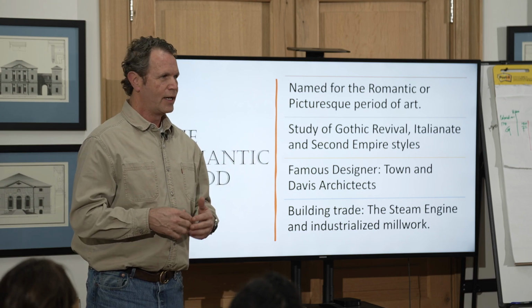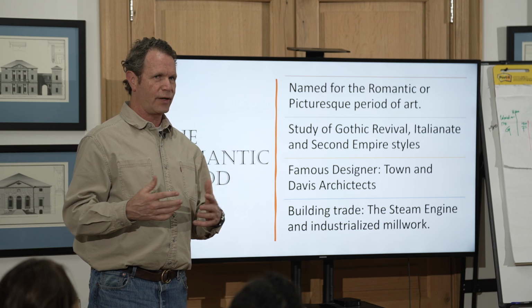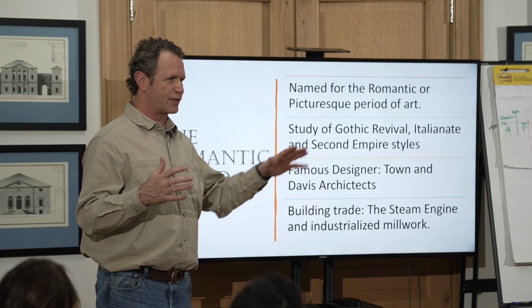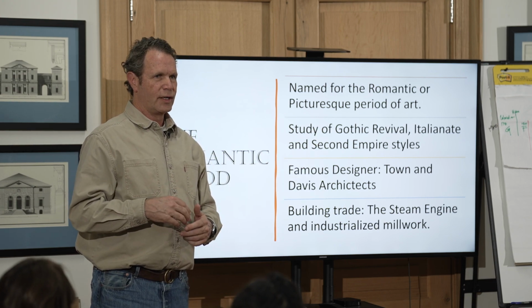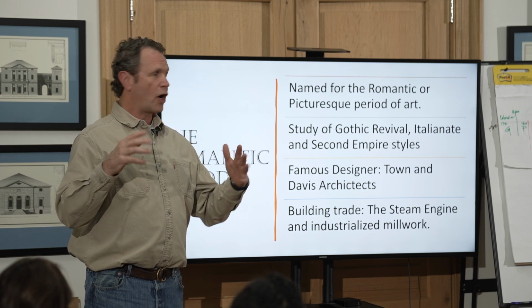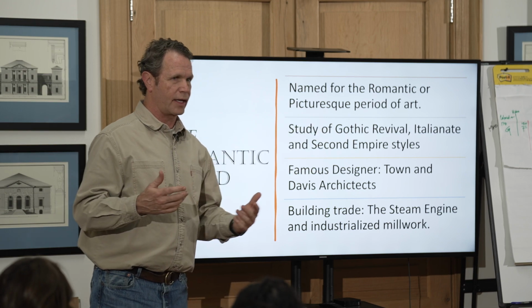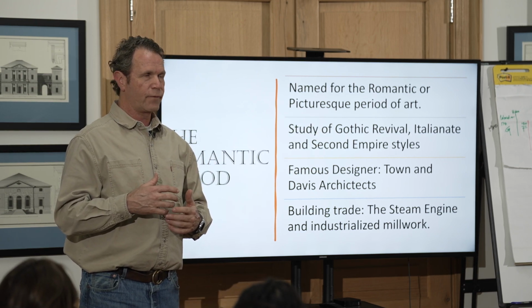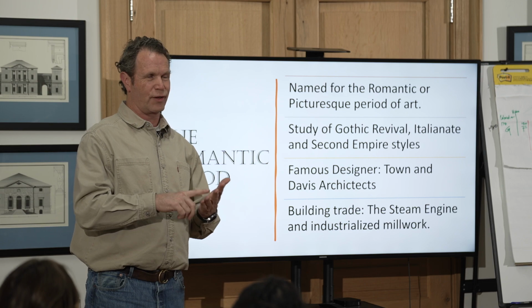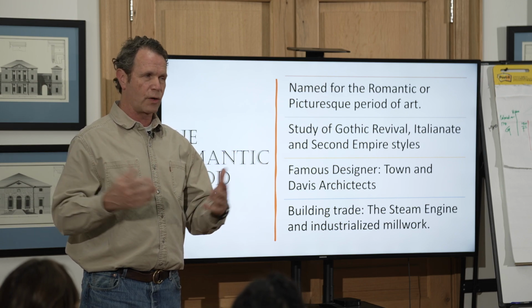What's going on? The Victorian era is, in my opinion, the McMansion era of this time, okay? So they're influenced by all these things. Second Empire is obviously French, Italianate is Italian, Gothic is Gothic, but there's also Persian, there's Egyptian, there's all these different revivals going on there.